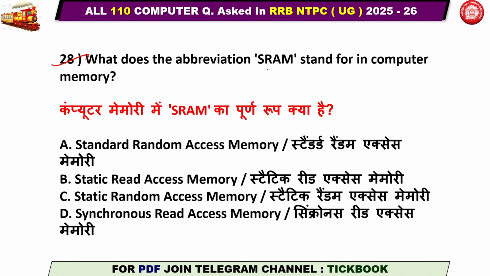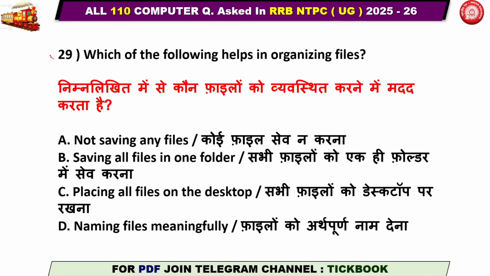28. What does the abbreviation SRAM stand for in computer memory? Option number C, static random access memory. 29. Which of the following helps in organizing files? Option number D, naming files meaningfully.